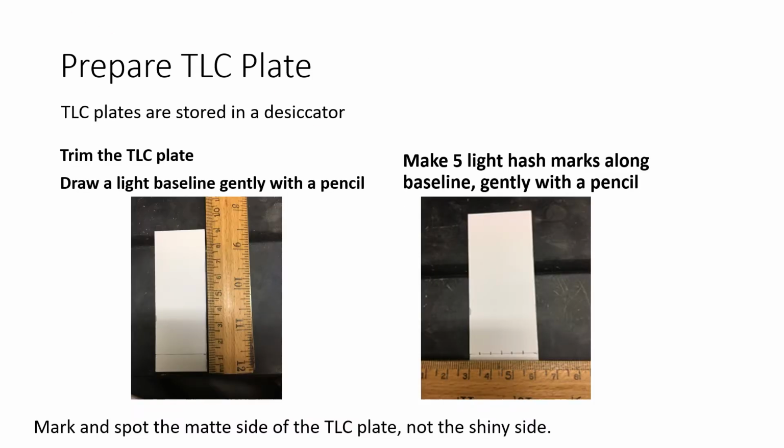The TLC plates are stored in a desiccator just to keep them dry. So when you take them out of the desiccator, first check if the size will fit into your glass chamber. If not, you can always trim them with a pair of scissors. Then measure about 1 centimeter from the bottom of the plate. You want to gently mark the baseline with a pencil. Remember gently because you don't want to scrape off the silica gel coating. And then make 5 light hash marks along the baseline, again gently with a pencil.